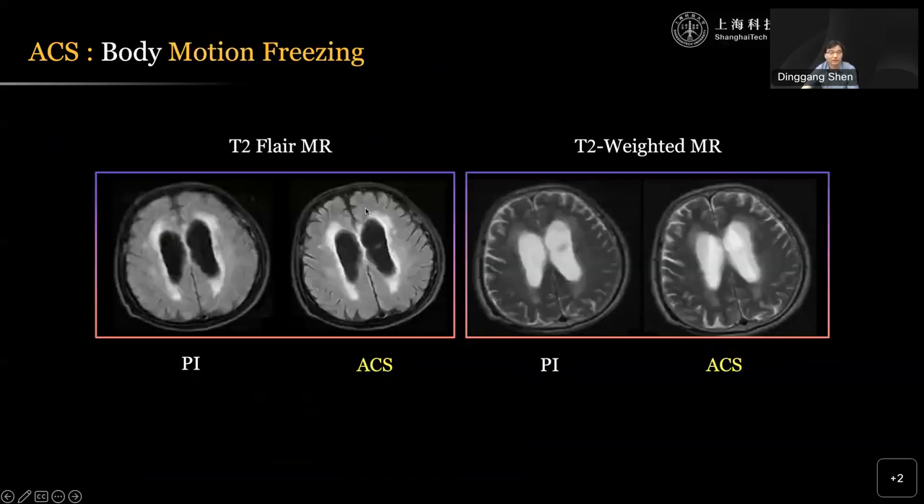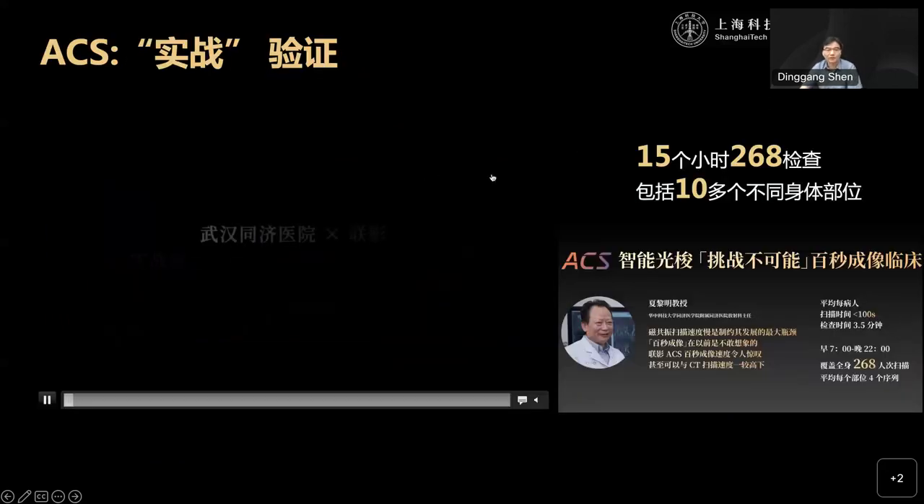And also we can have body motion sometimes, for example, when you scan brain images, we have the sulci and the gyri here, and we're supposed to see a very clear cortex if we use the AI assistant compressed sensing. But with body motion, the parallel imaging takes 110 seconds and the ACS takes 32 seconds, and you can acquire the image faster, and also you can remove the motion, particularly body motion. This is another example.